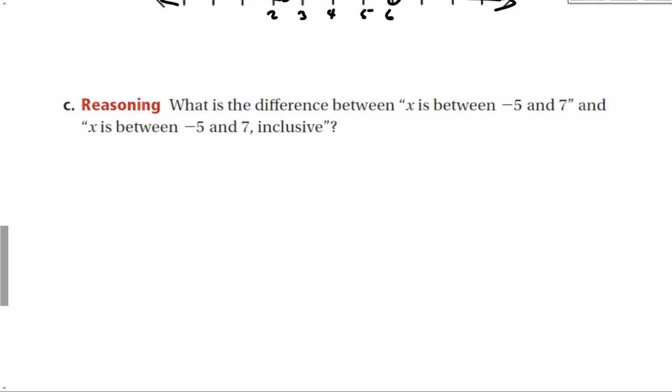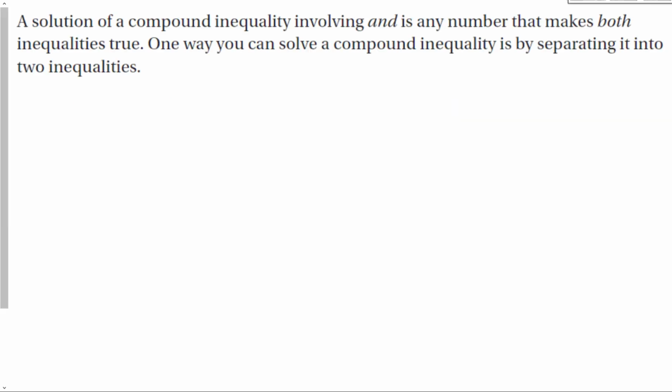Part C says, what is the difference between x is in between -5 and 7 and x is in between -5 and 7 inclusive? Well, the difference with this word inclusive is whether or not you use a less than or less than or equal to. So the first one here is going to be -5 is less than x is less than 7. Inclusive would mean negative 5 is less than or equal to x is less than or equal to positive 7. Okay, one includes negative 5 and 7, the other does not.